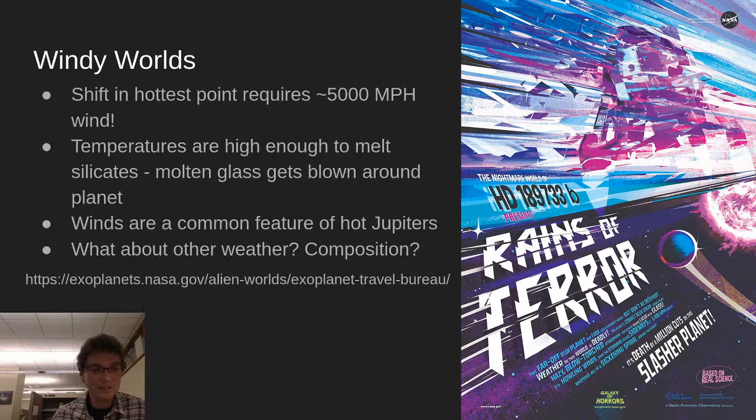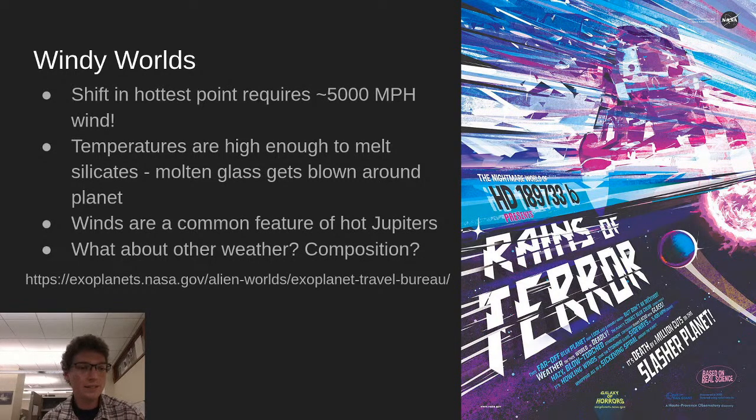So this is cool, this is crazy, and it also turns out this is a pretty common thing. We've done this kind of phase curve mapping for other hot Jupiters. We see similar shifts in the hottest point that seems to suggest very fast winds of a few thousand miles an hour, and they're hot enough that we expect these kind of glass clouds, this molten glass, to be fairly common.